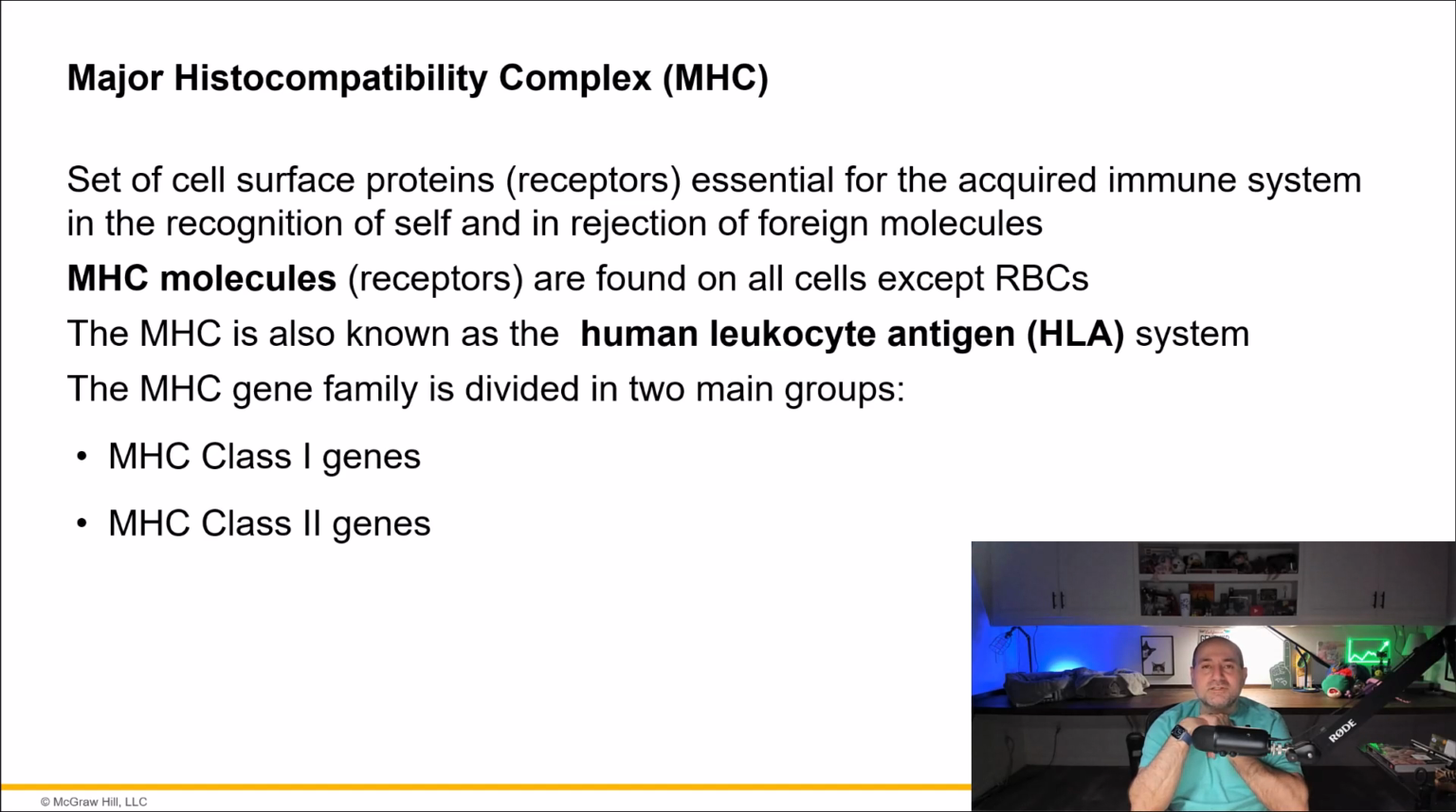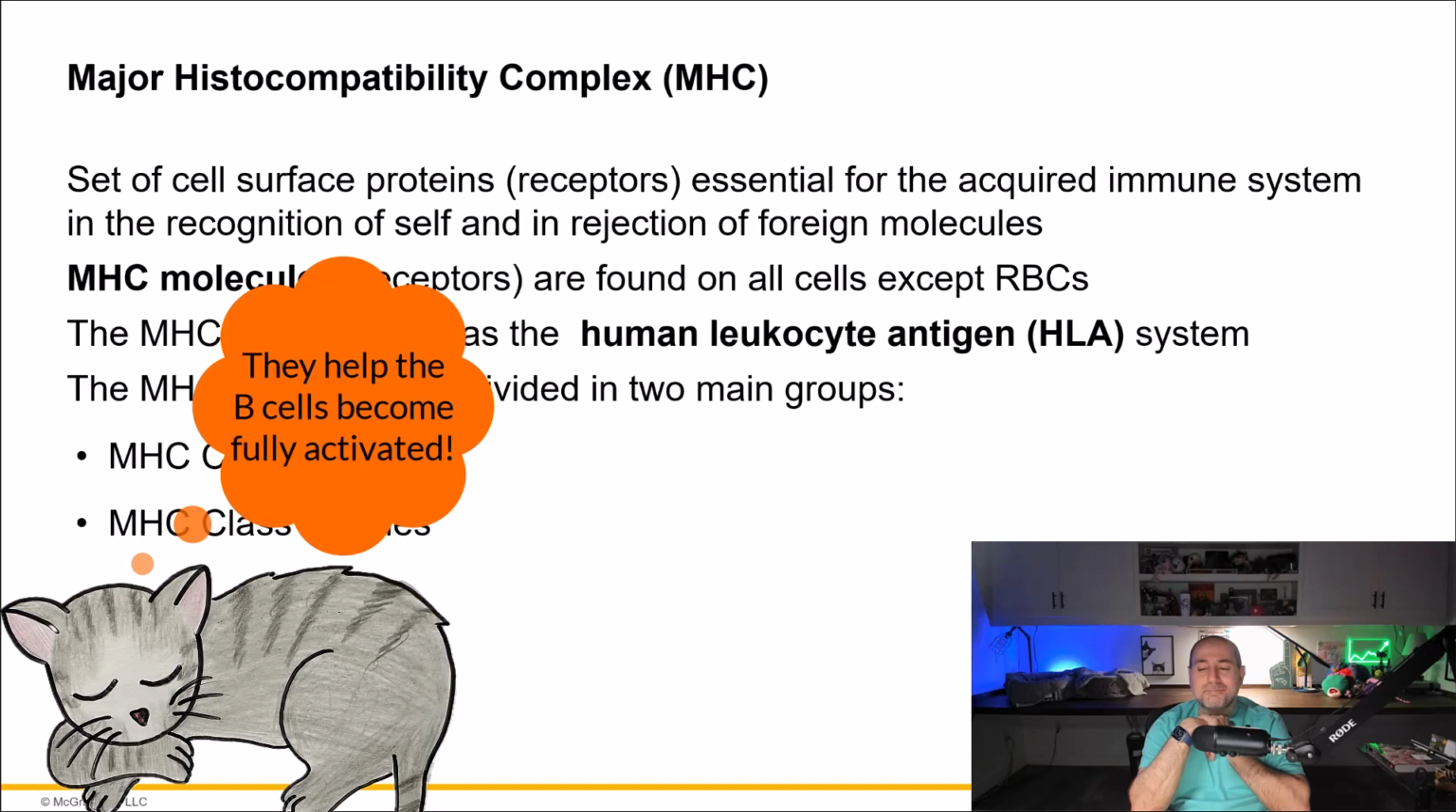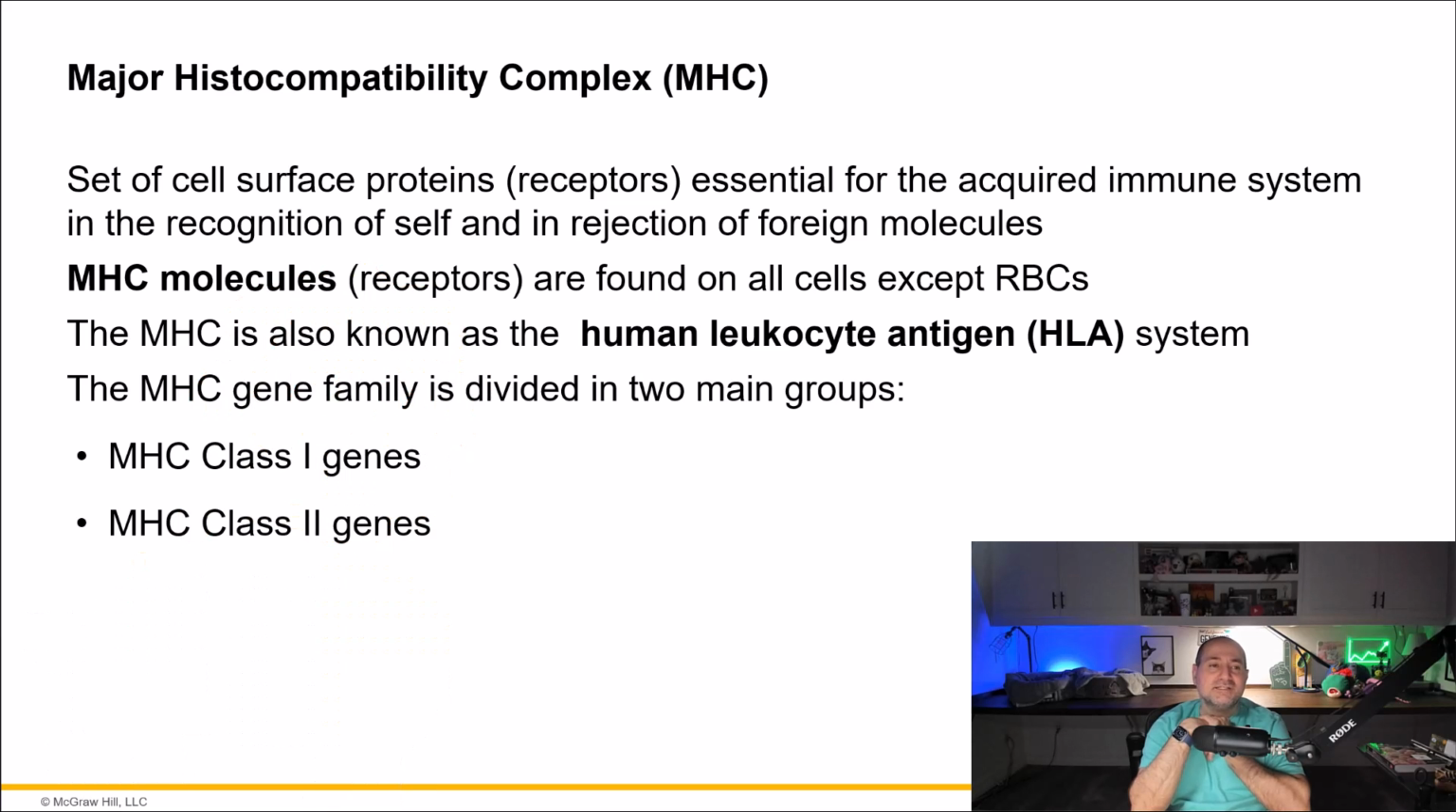And let me ask you this. Who do the activated helper T cells help become activated? Who do the helpers help? That's right, the B cells. Without help from an activated helper T cell, B cells typically don't become fully activated.